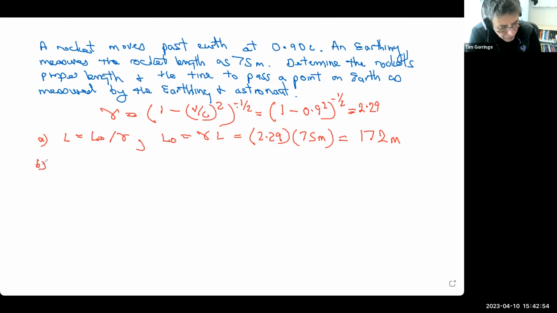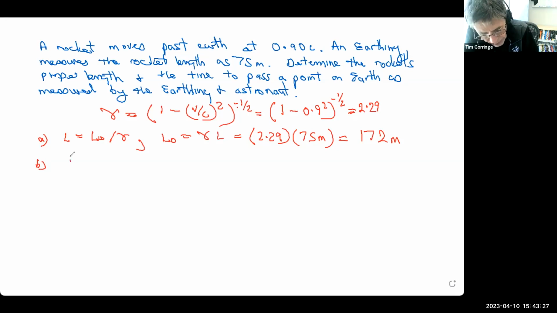Next part of the question, we're going to calculate the proper time for the rocket passing some point, say the location of the Earthling on the Earth. That proper time is measured by the Earthling on the Earth, because the arrival of the rocket at the Earthling, its departure from the Earthling, are occurring at the same location in the Earthling's reference frame.